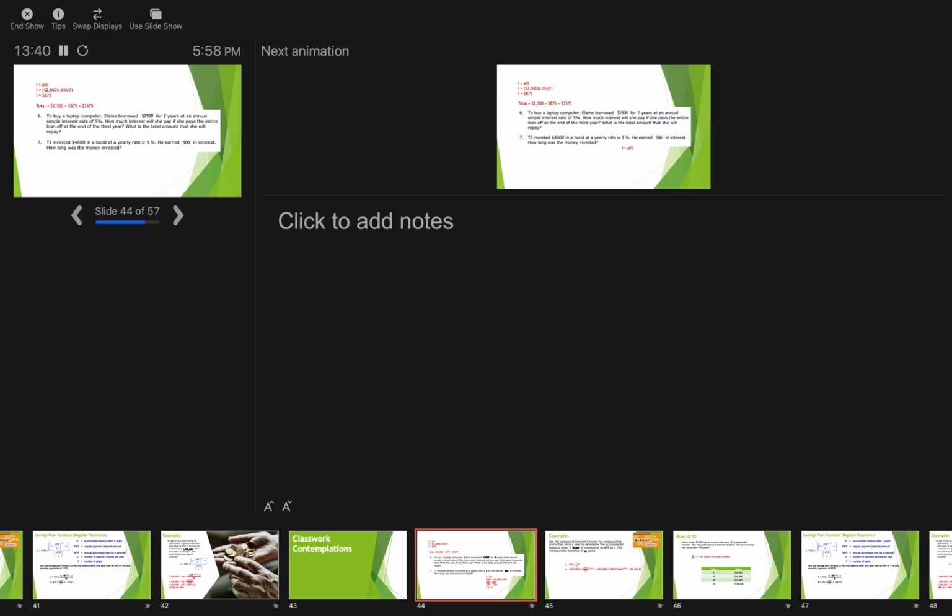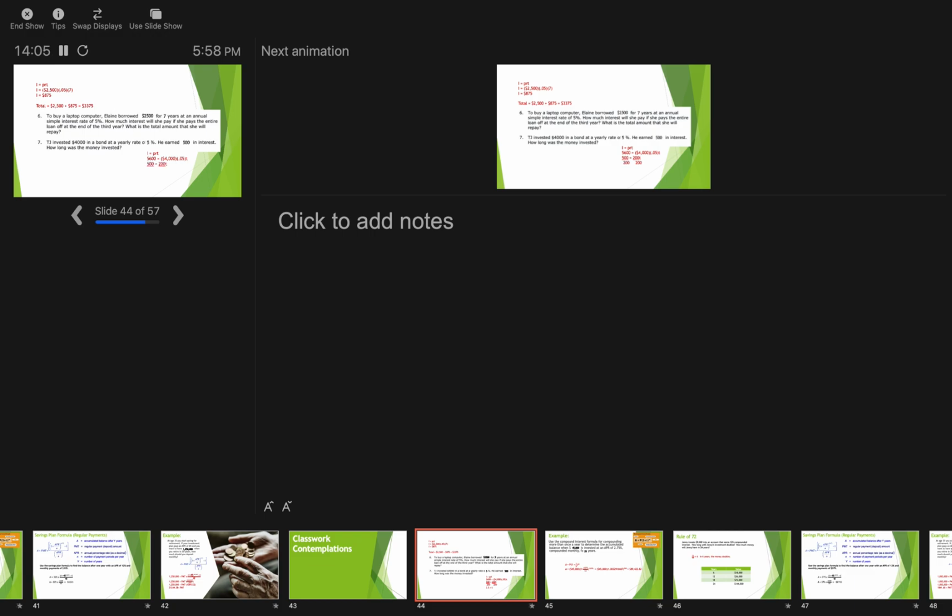Okay. Number 7, TJ invests $4,000 in a bond, interest rate 5%. He earned $500 in interest. How long was the money invested? I equals PRT. We're just going to use the formula in a slightly different way because instead of looking for I, I'm going to put I in there, and it should be just $500 in interest, which it is.